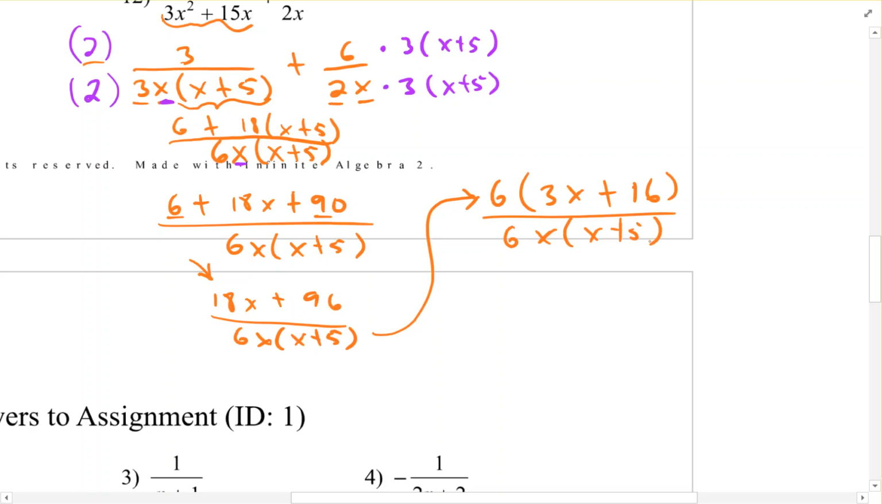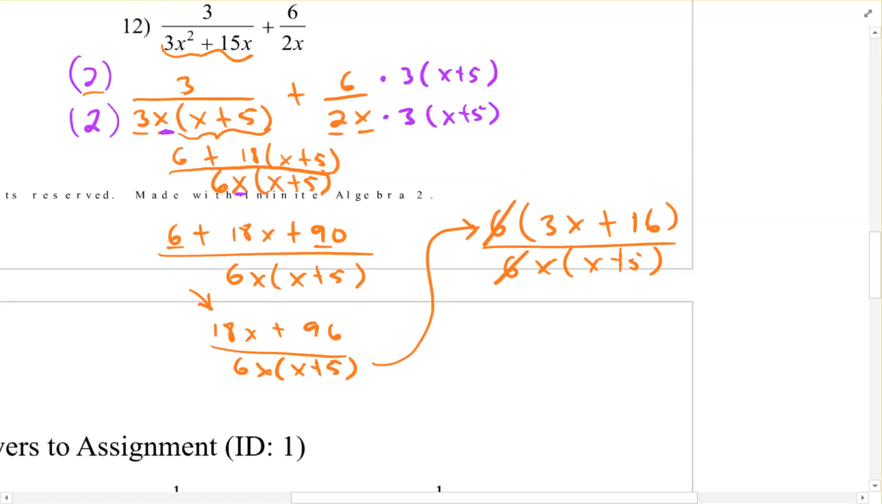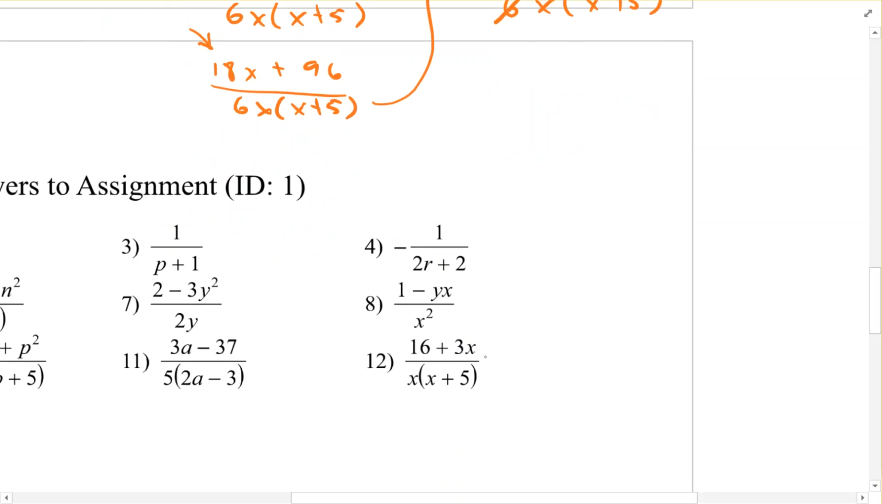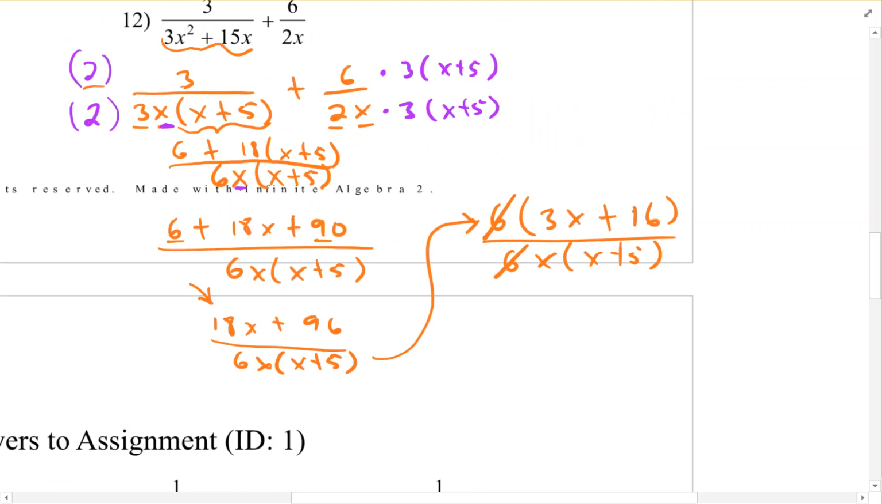And then the last thing, I keep saying the last thing, this is the last thing. You can cross out your 6's. So you've got 6 in the bottom, 6 in the top, and then that'd be your answer. Notice that the answer is 16 plus 3x. That doesn't matter. I got 3x plus 16. Same thing. Same answer, right?